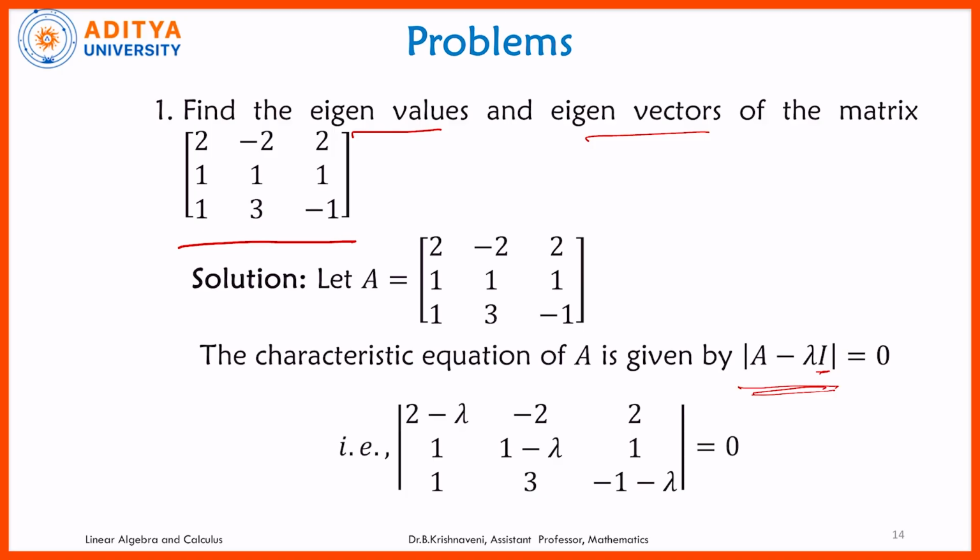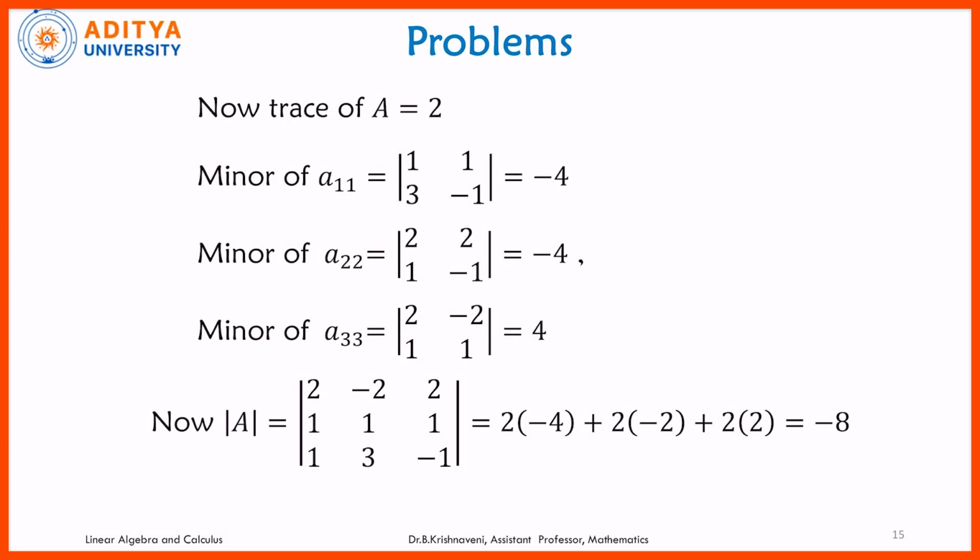On doing this, the determinant of A minus lambda I is equal to 0, and we get this: det of 2 minus lambda, minus 2, 2; 1, 1 minus lambda, 1; 1, 3, minus 1 minus lambda, is equal to 0. This we call the characteristic equation. Now we need to find the roots of this equation.